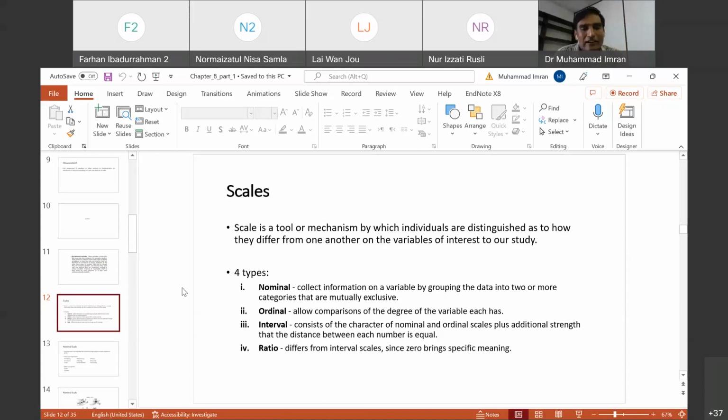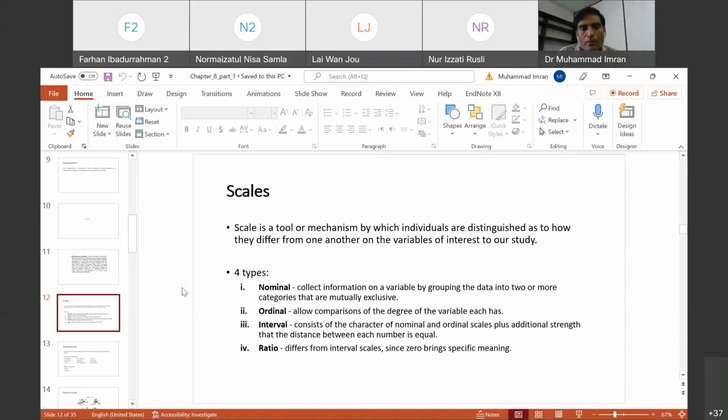Anyway, four types. Nominal collects information on a variable by grouping the data into two or more categories that are mutually exclusive. Just give the name itself, and it is called nominal. I will give you more examples one by one. Just have a look at this slide.